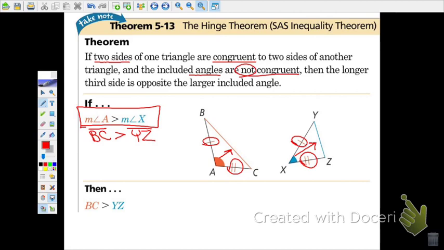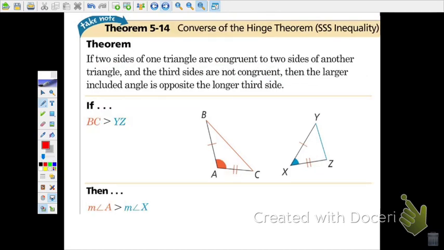So sometimes they call that the hinge theorem, because if you think of opening a door, the further you open that up, the bigger that angle, that space is in the doorway. So that's why they sometimes refer to it as the hinge theorem. Just like what we worked with yesterday, if we knew angles, we could compare sides. And then if we knew sides, we could compare angles. Works both ways with this one too.